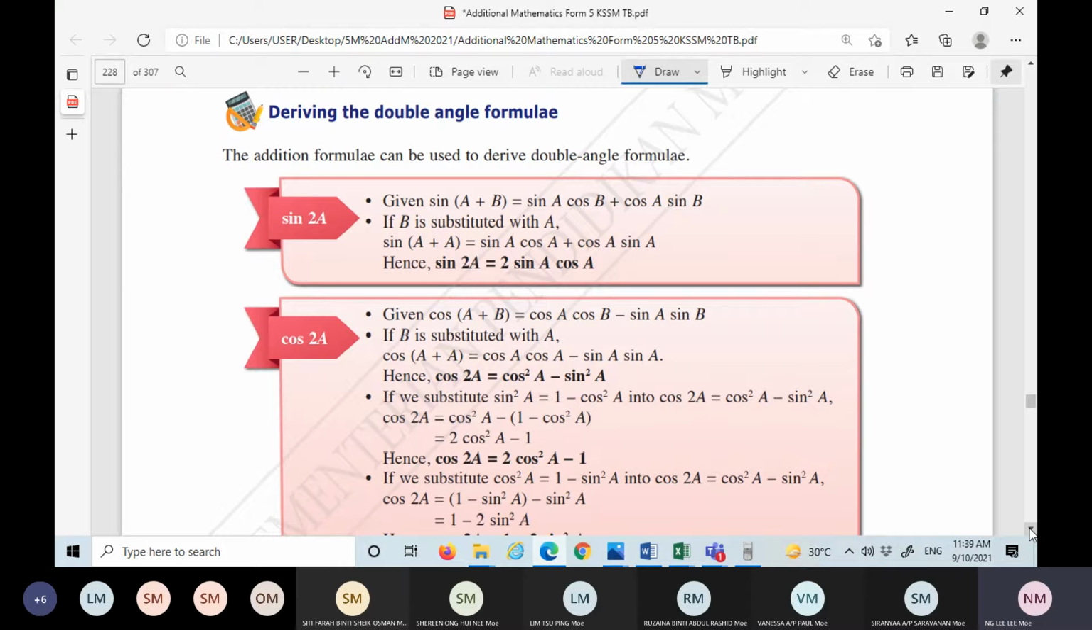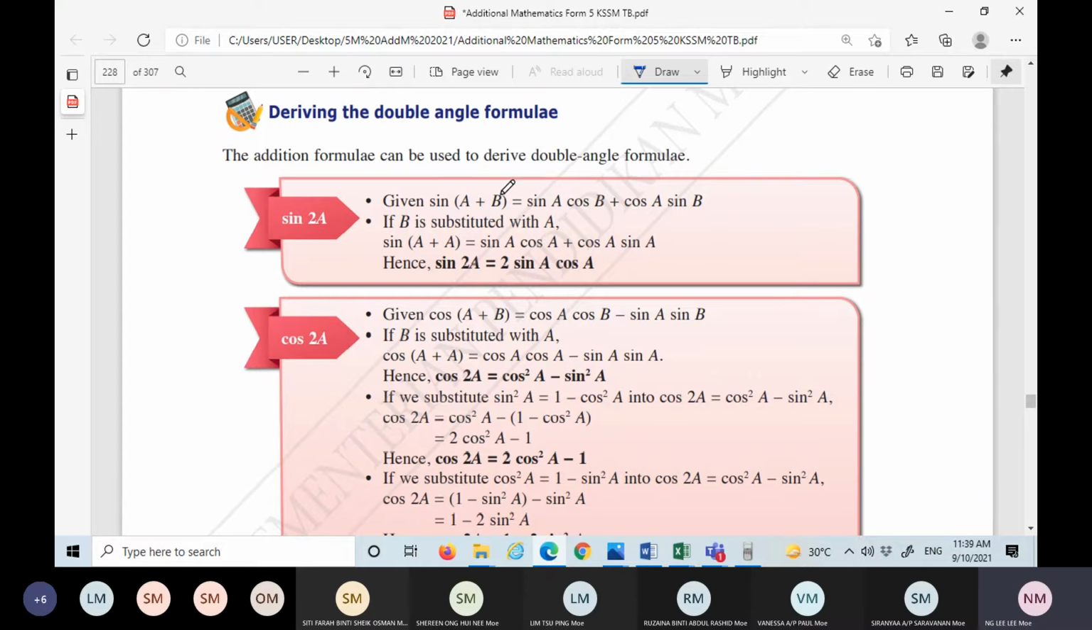Okay, double angle formula. You see, actually it comes from the addition angle formula. So the addition formula can be used to derive the double angle formula. They give one example. Okay, sine A plus B is this.